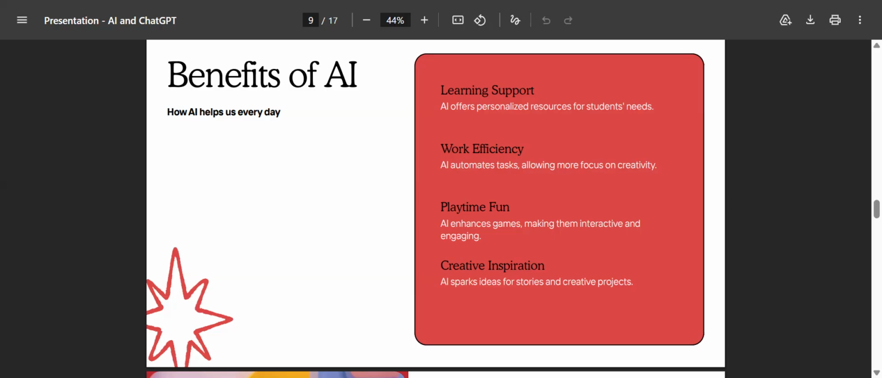Playtime fun: AI enhances games, making them interactive and engaging. Either you are an app developer or a game developer, you can definitely have an AI tool that can help you work on your game, design it to be better for users. Then we have creative inspiration. AI sparks ideas for stories and creative projects.